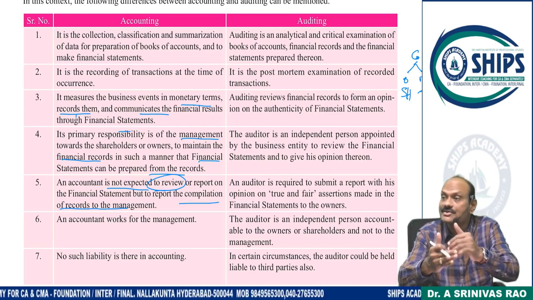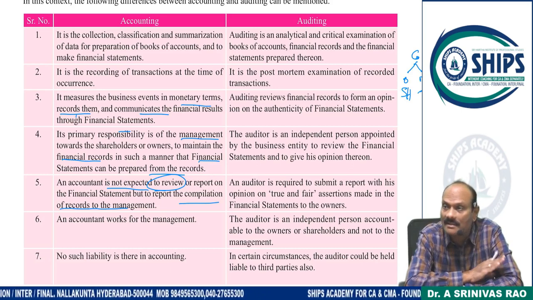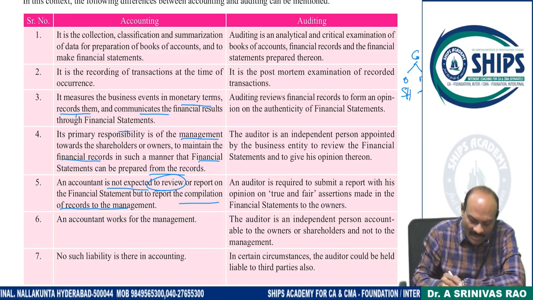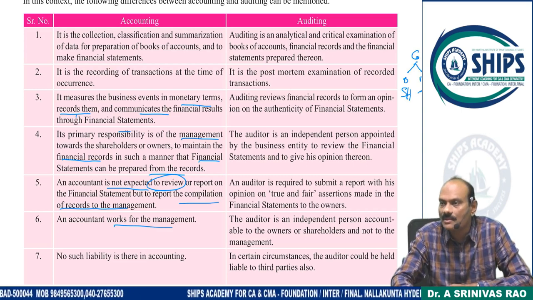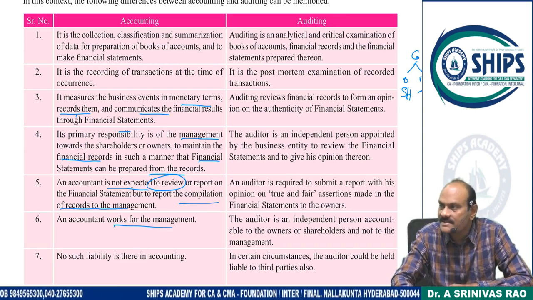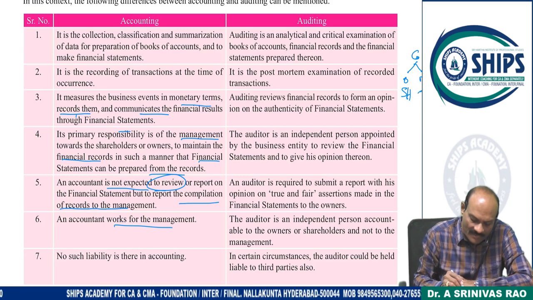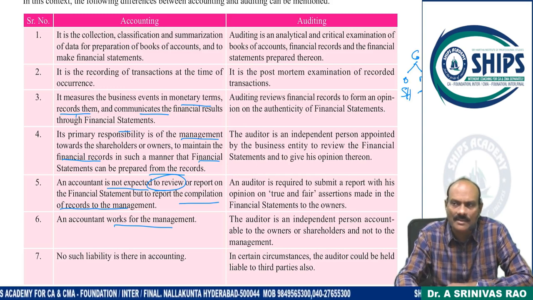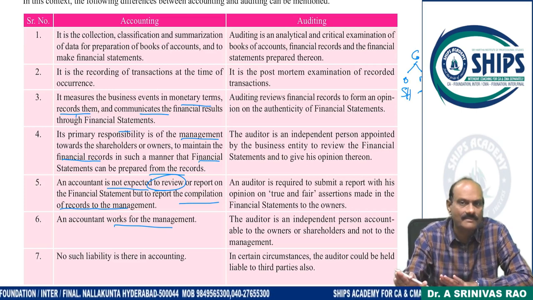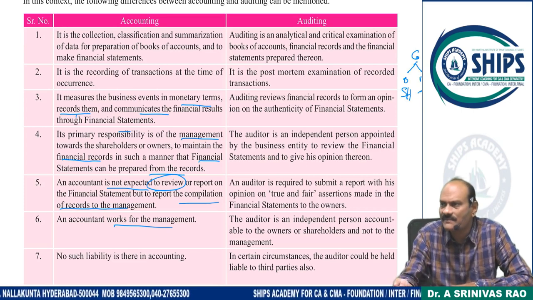Here also, compilation work will be done by the accountant, but he can't review and make a comment on the financial statements. And another point is, an accountant works for the management, of course. Whatever management says, you have to do, because they have appointed you. According to their directions, we have to discharge our duties. And the other one is, no such liability there in accounting. What does it mean? If anything goes wrong in the books of accounts, the accountant is not liable to anyone except to management. If he has made any clerical mistakes, he is liable for it.